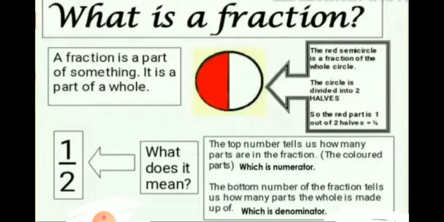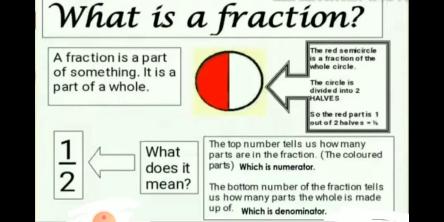You can see a circle which is divided into two parts, a red part and a white part. The red semicircle, that means the red half part of the circle, is a fraction of the whole circle. The circle is divided into two halves, as you can see. So the red part is 1 out of the two halves. So we can say that it is 1 upon 2.